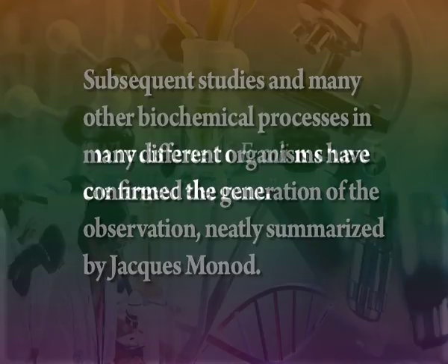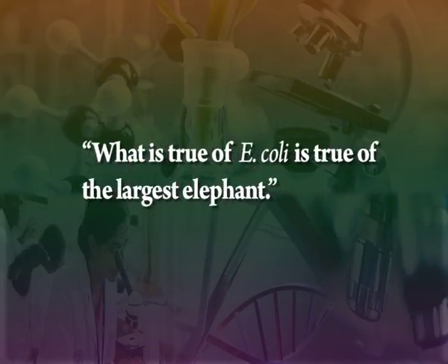Subsequent studies of many other biochemical processes in many different organisms have confirmed a generalization of the observation, neatly summarized by Jacques Monod as: what is true of E. coli is true of the largest elephant. So, the current understanding that all organisms share a common evolutionary origin is based in part on this observed universality of chemical intermediates and transformations.